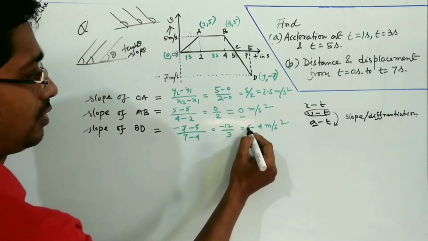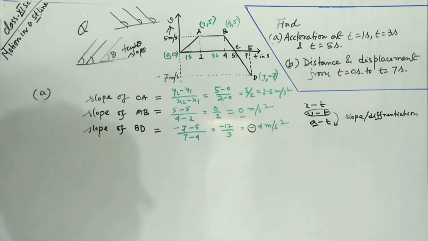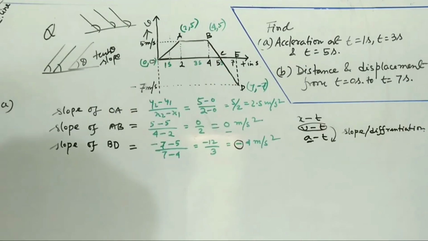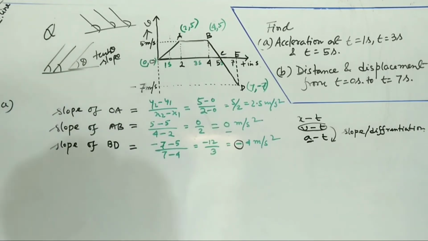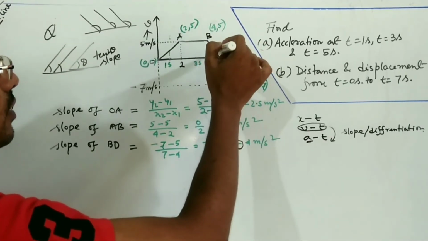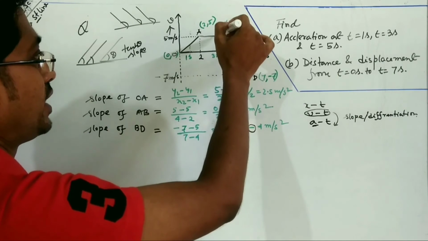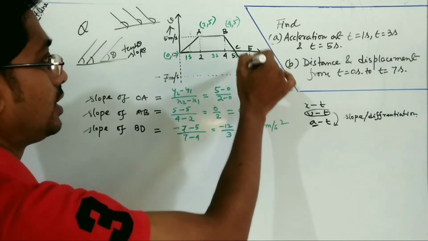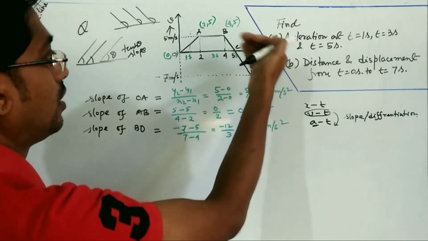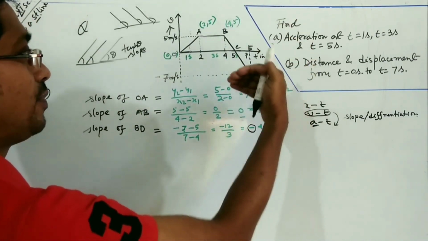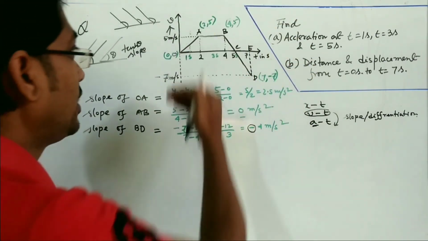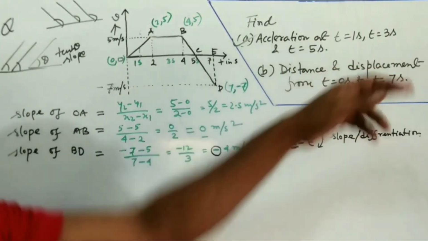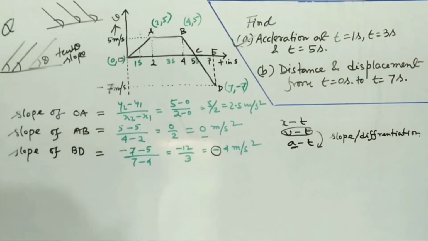You have seen the slope comes out as negative. That means velocity decreases in this segment. From B to C, velocity is decreasing in the positive direction, but from C to D, velocity is decreasing in the negative direction, because the BC part is on the positive side of the v-axis, and the CD part is on the negative side. Now find the distance and displacement from t is 0 to t is equal to 7 seconds.